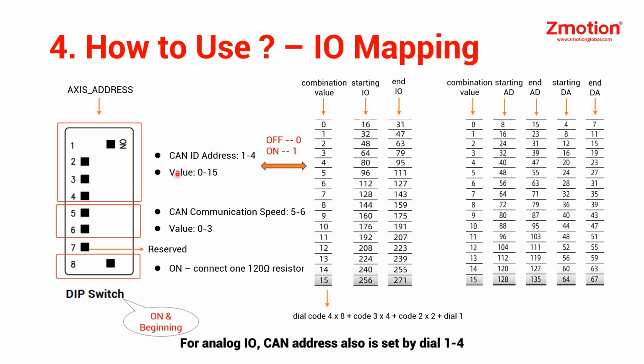For analog I/O, the CAN address is also set by dialing 1-4. For analog input, it starts from 8. For analog output, it starts from 4. Actually with the same method as I/O.